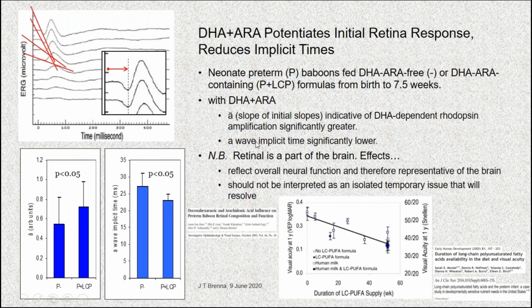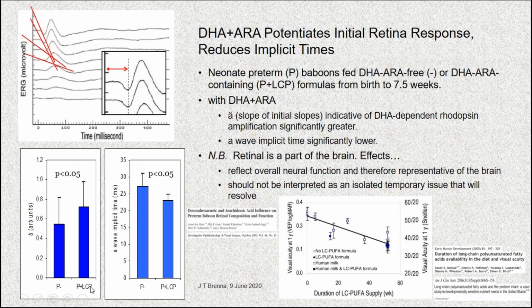Let's see. I'm running out of time. This was a study of ours, and this was a study of human infants. It's similar to some other things that I've shown you. It's also regards retinal function and the response of the retina to a light pulse. So that's an electroretinogram. In these studies, these were non-human primate studies.